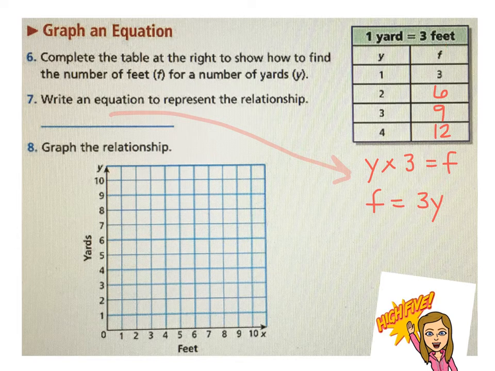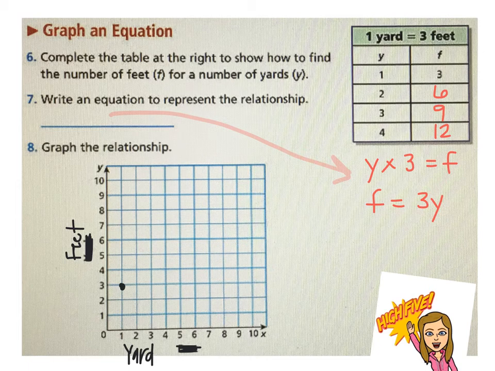Now, the first thing I'm going to do is I'm going to actually change the labels on my graph here, because to me it doesn't make sense the way that they have it labeled. So I'm going to change it so that this side is feet, and the bottom part is yards, so that it reads 1 yard is 3 feet. Okay, so remember that in my table, this would be the point 1, 3. So I'll go in 1, up 3. That shows me that 1 yard is equal to 3 feet.